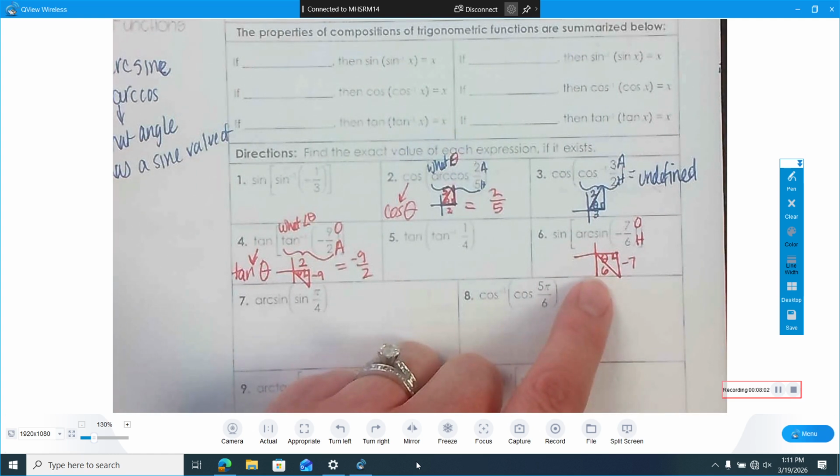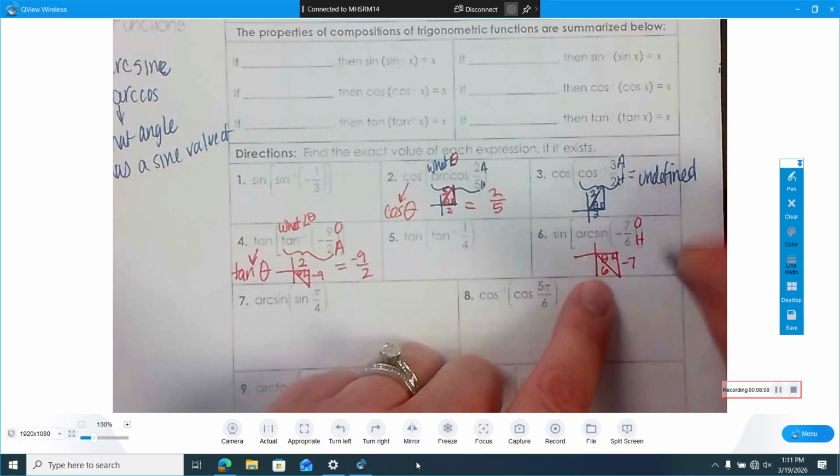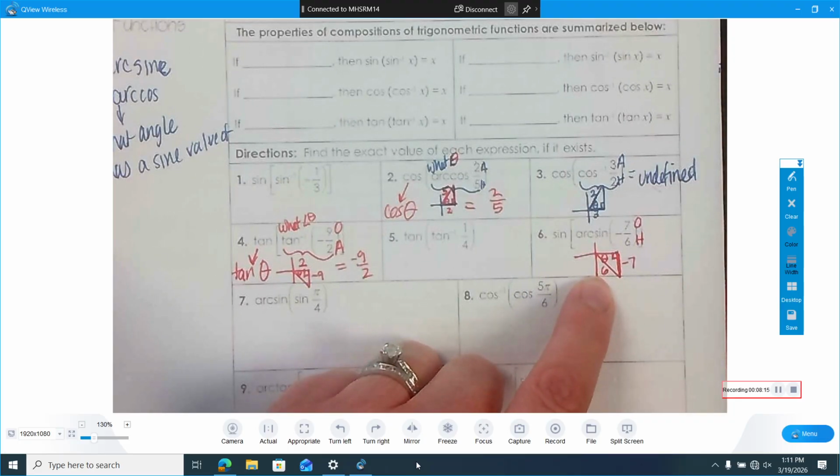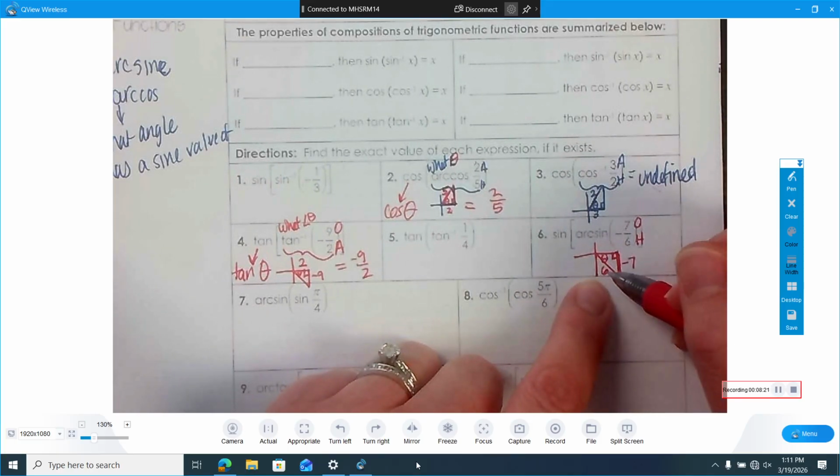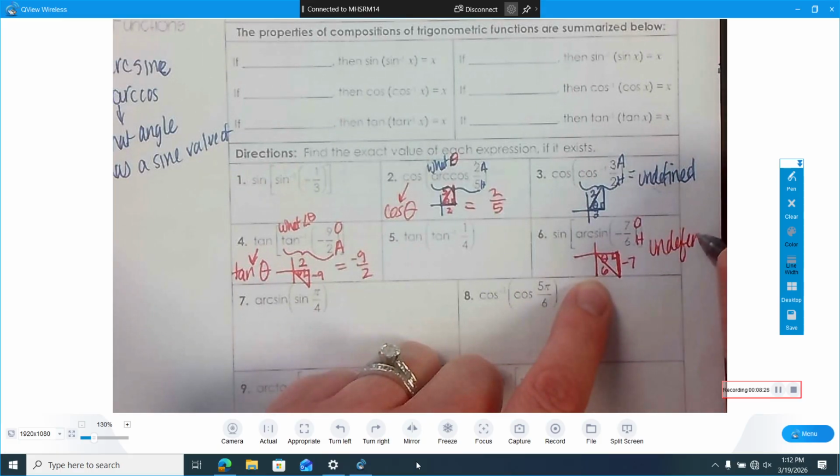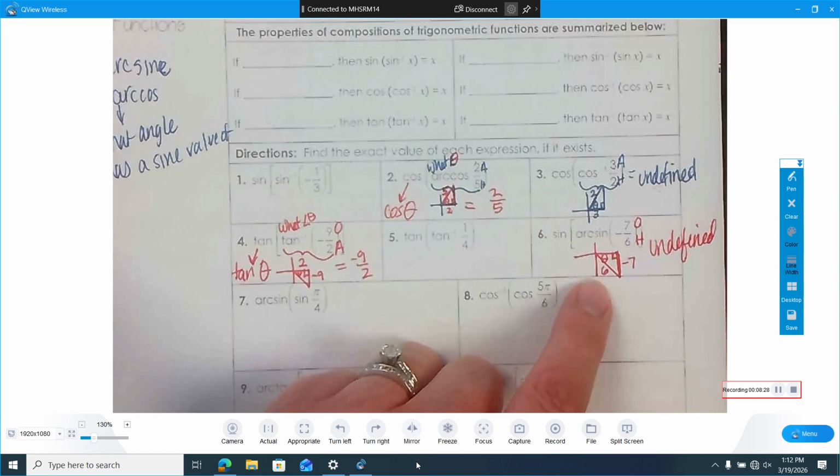Does this work? No. Why doesn't it work? Okay, good. Again, this side of the triangle is 7 units long. The hypotenuse is 6. The negative doesn't matter. Yeah. So this doesn't work because the hypotenuse is too short. The hypotenuse has to be the longest side. All right. So that one is not possible.